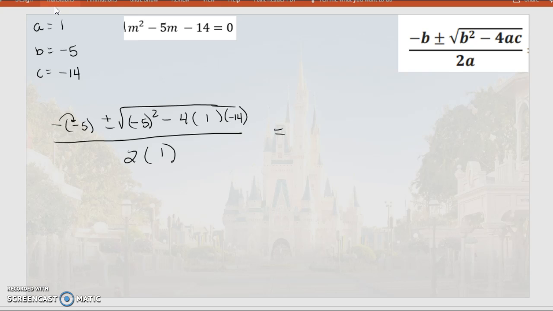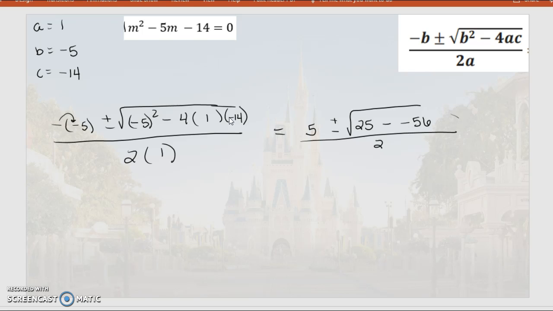A negative times a negative turns it positive. That's a +5. Plus or minus the square root of -5 squared turns it to +25. Minus 4 times 1 is 4. 4 times -14 turns it to -56 all over 2.